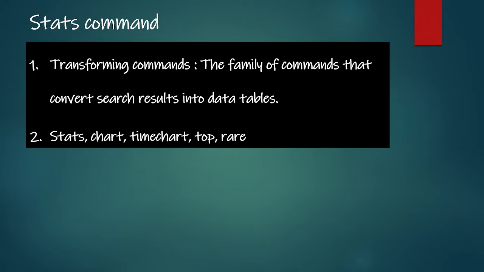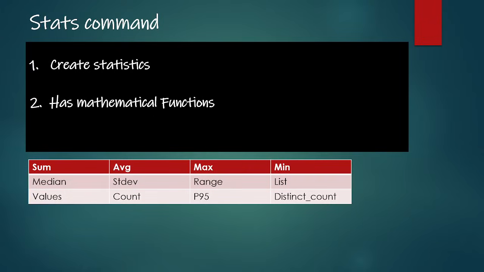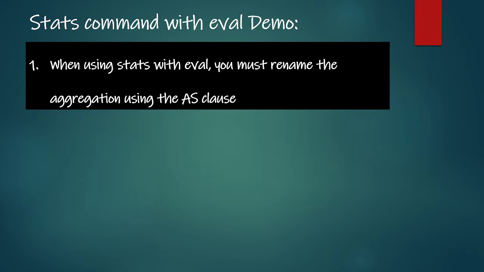Other commands that can be categorized along with the stats command, as you can see in the slide, are stats, chart, timechart, top, and rare. We have also used the stats command in our previous demonstration, basically with count as a mathematical function. Count is one of the mathematical functions most commonly used alongside the stats command. I've tried to list some of the mathematical functions that are mostly used along with the stats command.